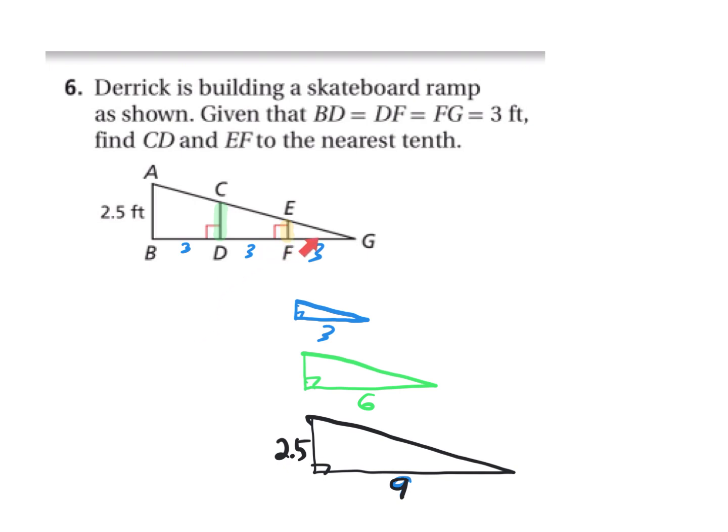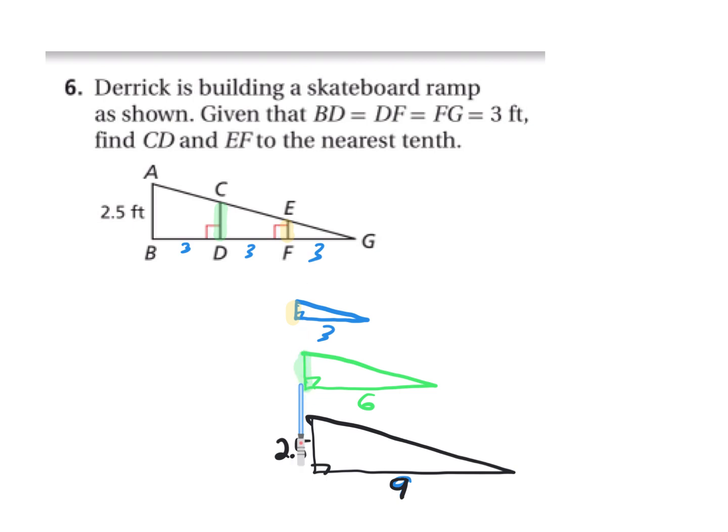So drawing each triangle separately, we have this one whose base is 3, the middle one whose base is 3 plus 3, and the entire triangle whose base is 3 plus 3 plus 3, and whose height is 2.5. So finding CD and CE means finding the height of the green triangle and the blue one.